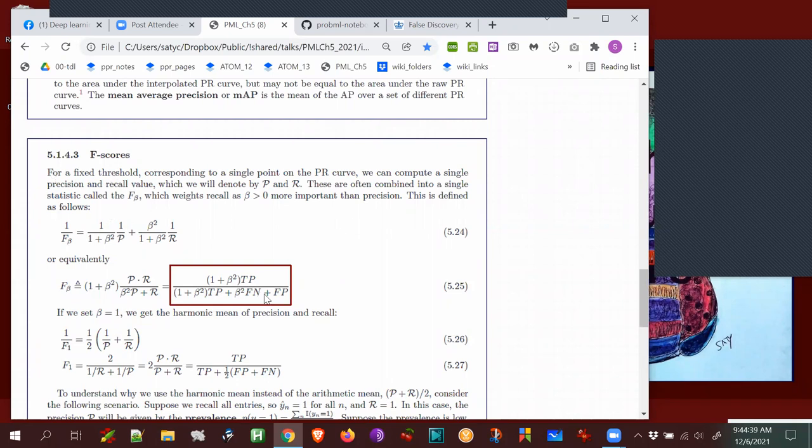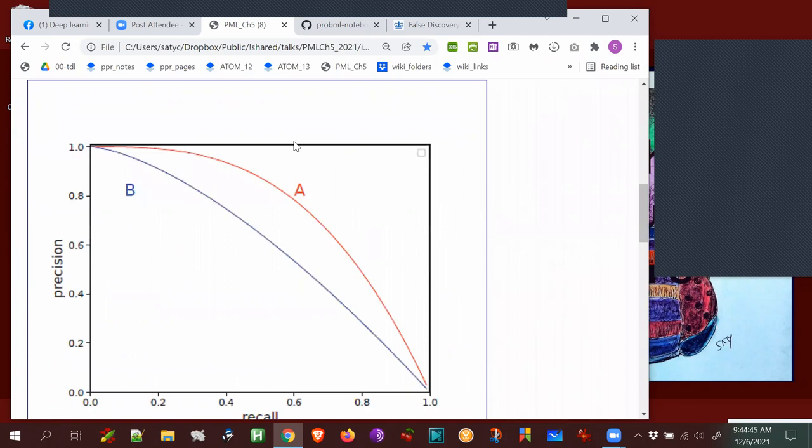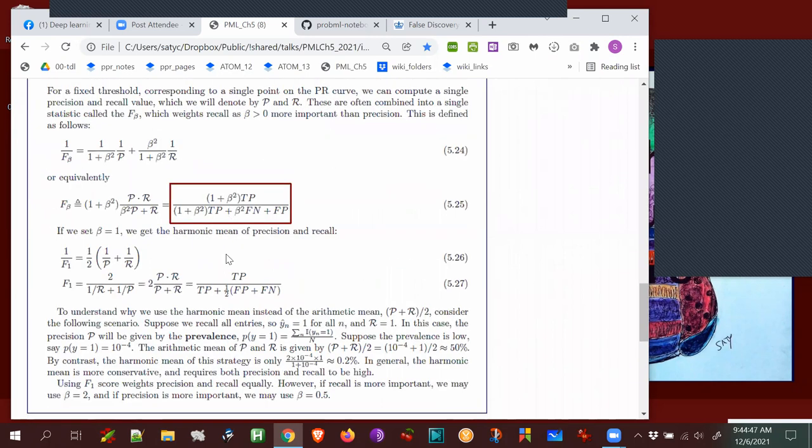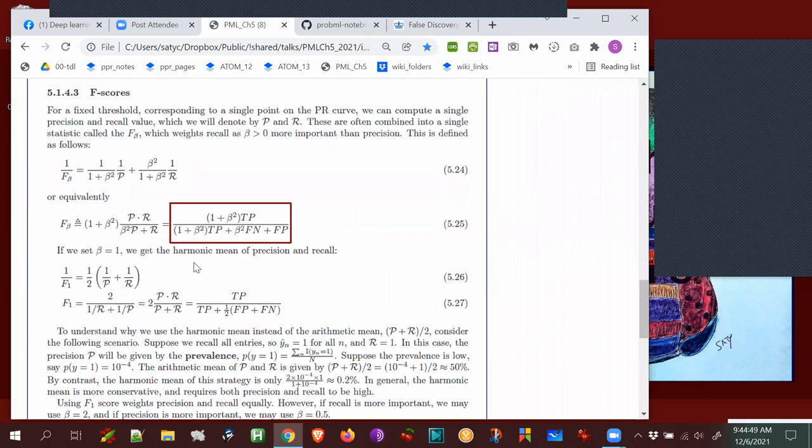score. This F score has an additional free parameter called beta. All the other parameters you already know from your data, okay? So then you have this extra parameter beta, and specifically when you set beta to one, you get something very interesting. This looks like a harmonic mean actually. So one over this plus one over this, divided by two. It's like a harmonic mean of precision and recall.